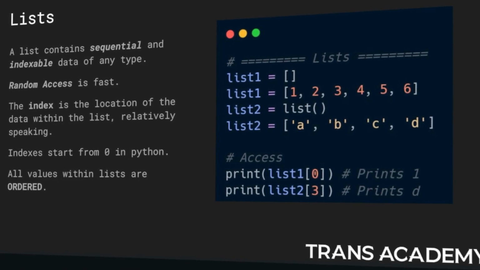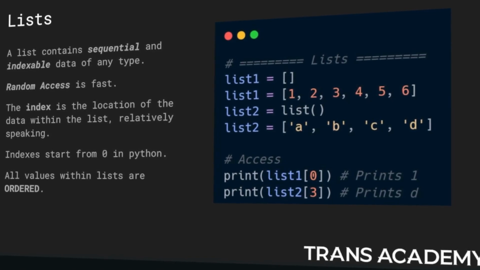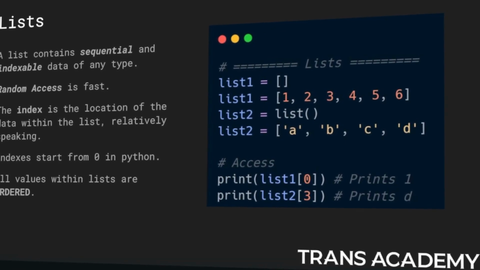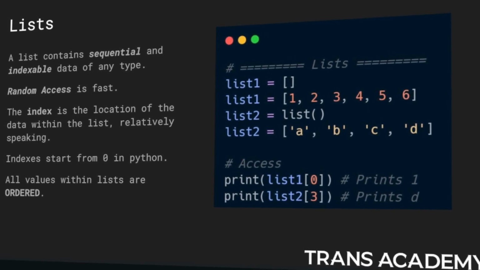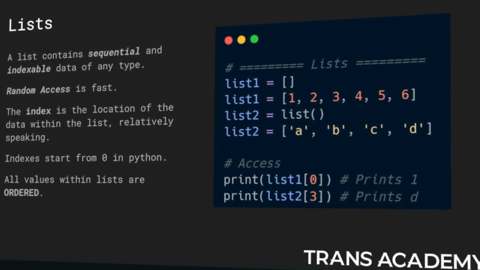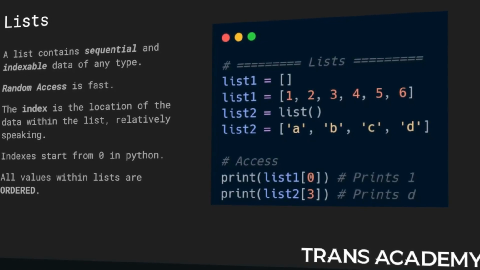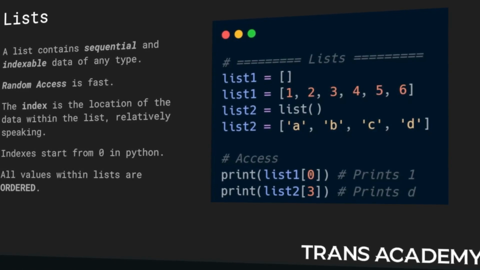Access time is referred to as fastest. The technical term on this is a runtime of O of n, where n is the number of items. Index is the location where it is in the list. It starts at 0, and these are ordered. So unlike some data structures, a list does actually guarantee an order.